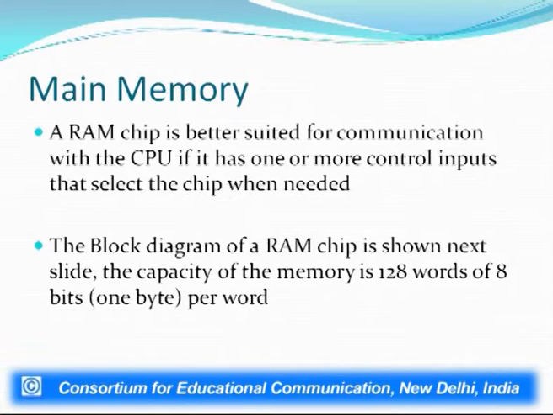A RAM, that is random access memory chip, is better suited for communication with the CPU if it has one or more control inputs that select the chip when needed. The block diagram of a RAM chip is shown in the next slide. The capacity of memory is 128 words of 8 bits, that is 1 byte per word.